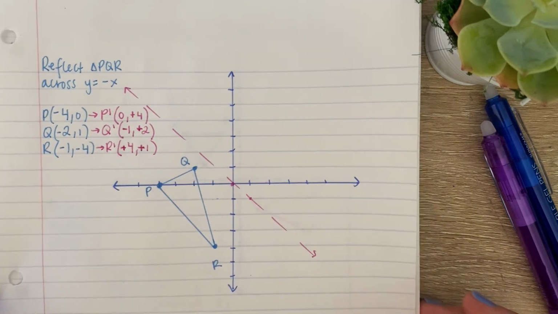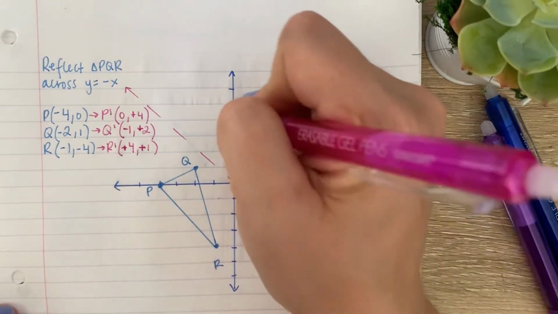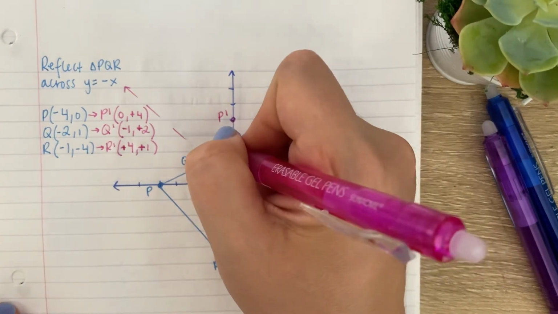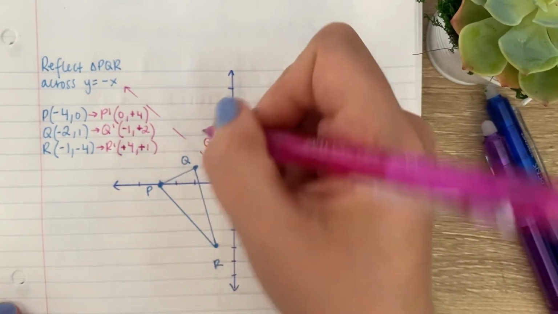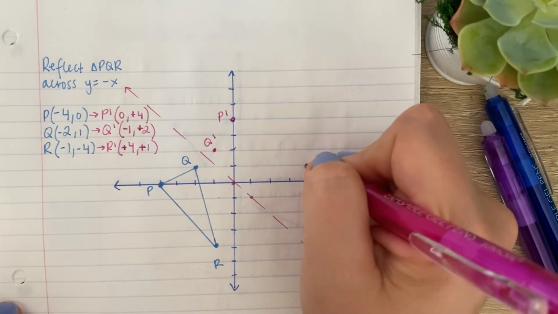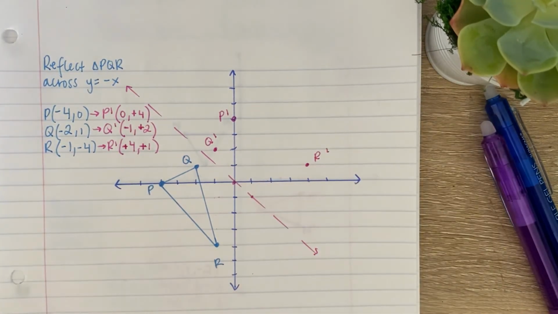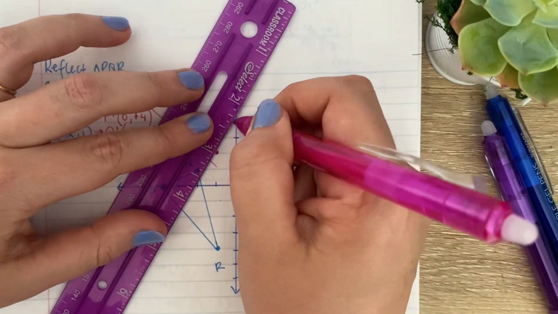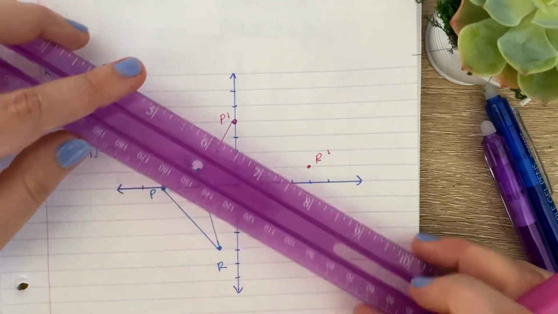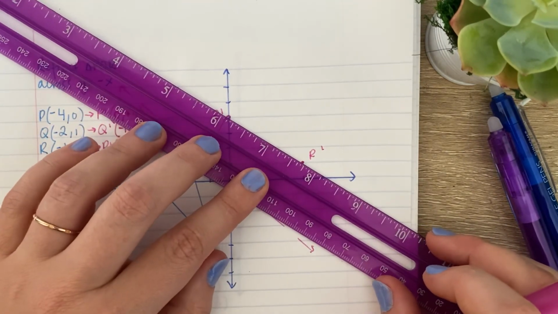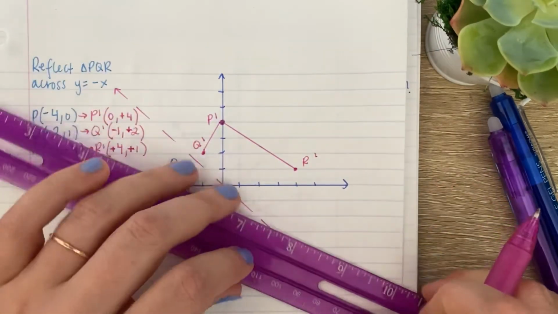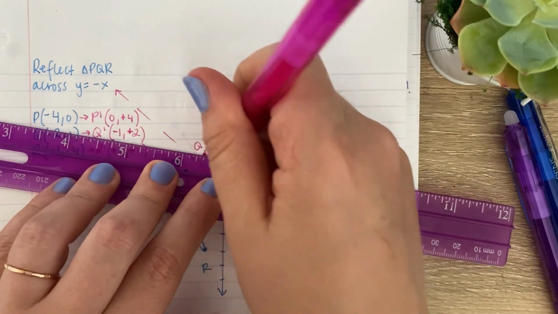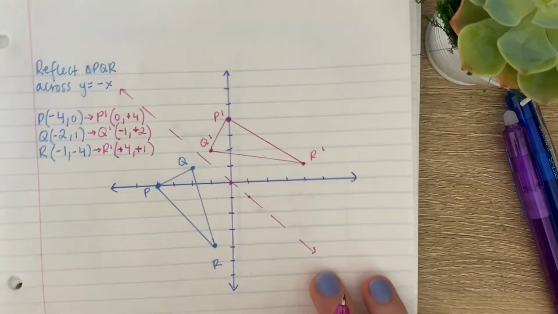So then I'm going to go ahead and plot my points. So 0, 4 is up here. This is P prime. -1, 2 right here. This is Q prime. And 4, 1, this is R prime. Again, take a look at that. That is a reflection across that dotted line, y equals -x. Now, if your units, when you drew the coordinate plane, weren't precise, your figure will be a little bit skewed, but that's okay. That's why I tell you to draw it as precisely as you can.